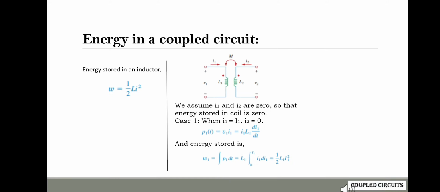Now we'll see the derivation for energy in a coupled circuit. We all know that energy stored in an inductor is half L i square. Now we'll see the energy stored in a magnetically coupled circuit. Consider the circuit shown. We assume the initial currents i1 and i2 are 0, so that the energy stored in the coil is 0. Now we'll increase small i1 from 0 to capital I1 and maintain small i2 equal to 0. Now the power in the coil is i1 L1 di1 by dt and the energy stored in the circuit is half L1 I1 square.